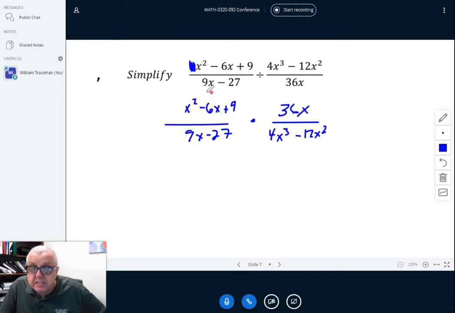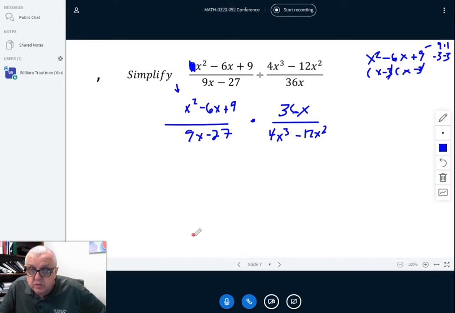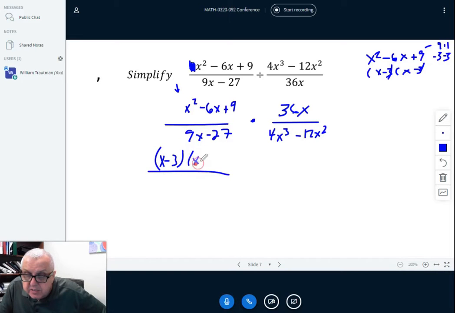When I factor everything, now you can factor this on your own. Remember, x squared minus 6x plus 9. I guess I'll factor it. When there's a 1 in front of x squared, this factors to 9 times 1 or 3 times 3. Well, it's a negative 6. So if I do a negative and a negative, I get a negative 6. And if I multiply them, I get a positive 9. So this factors to x minus 3, x minus 3. So the top of that factors to x minus 3, x minus 3.